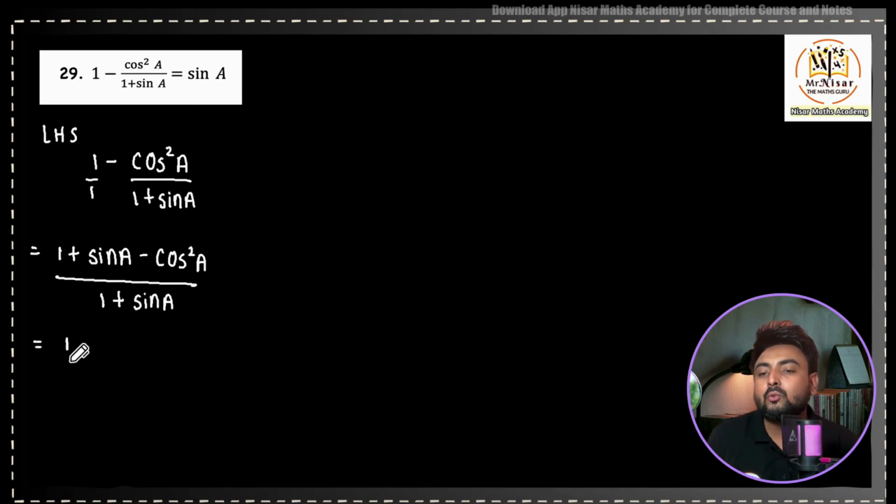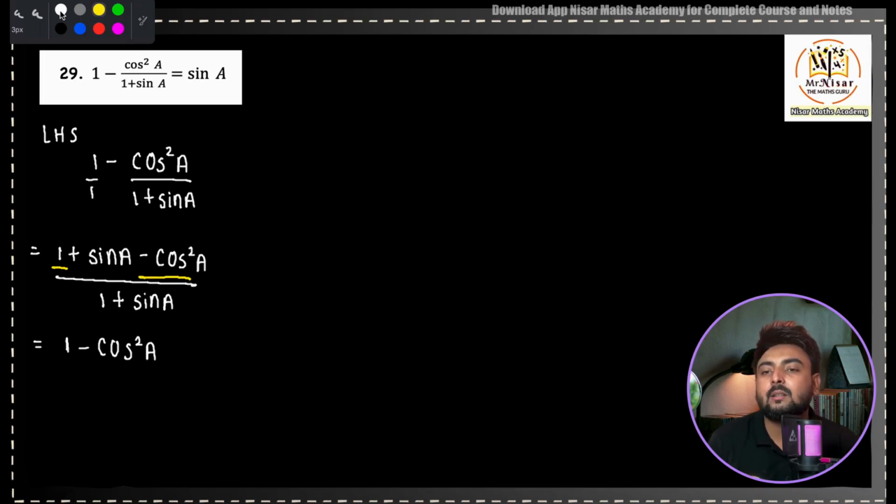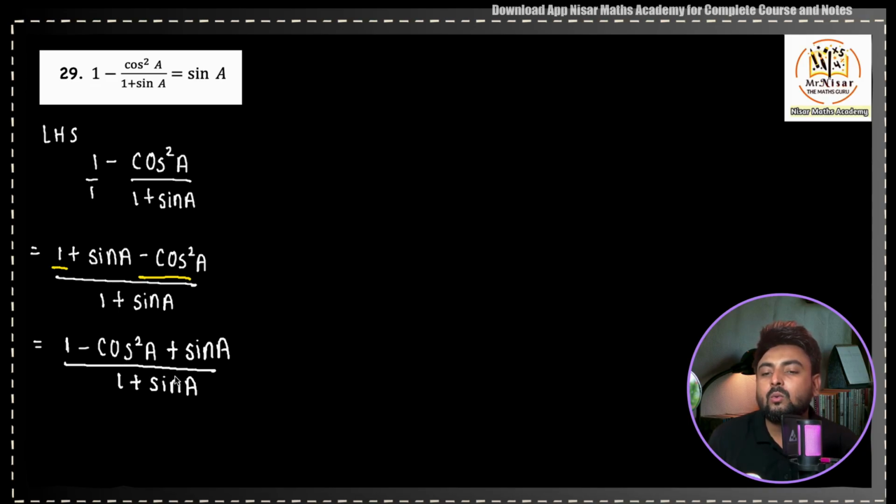Now what I'll do, I want sin a, so I don't want cos here. I'll write 1 minus cos square a together. To be more precise, these two I am writing together first, and then I'll write the next term as plus sin a upon 1 plus sin a. Now 1 minus cos square a is sin square a. This is the reason I wrote that together, to convert it.